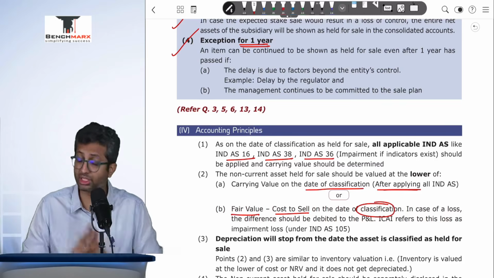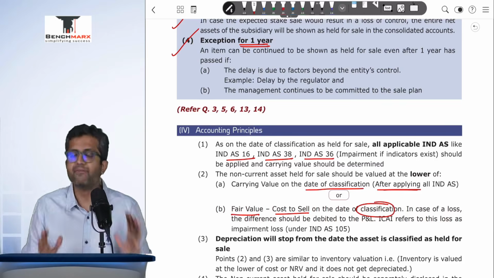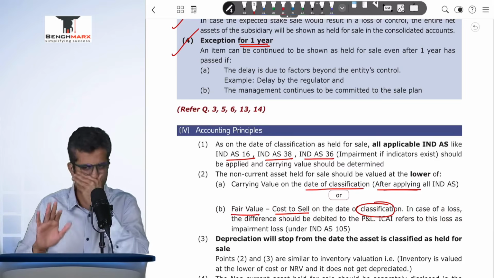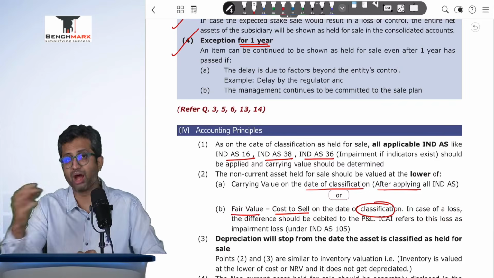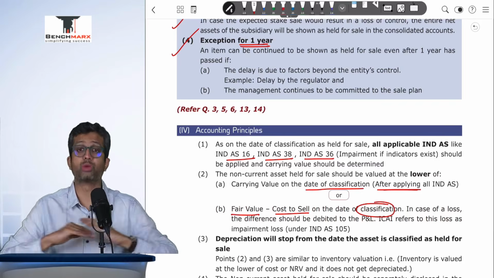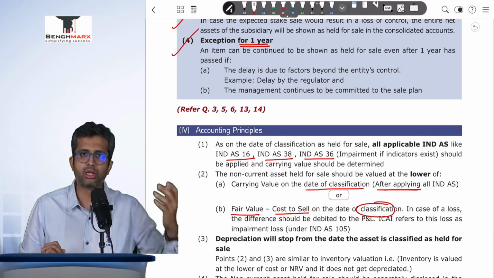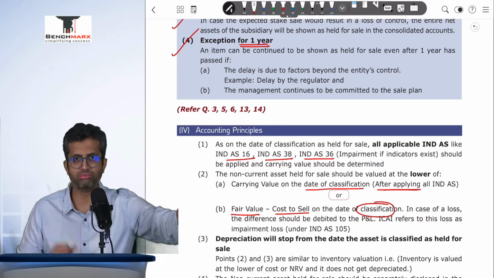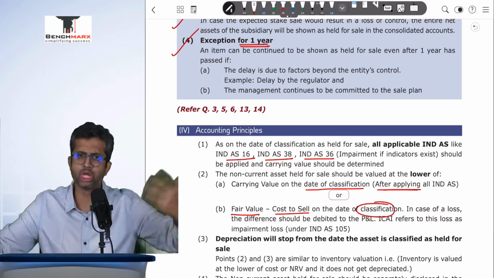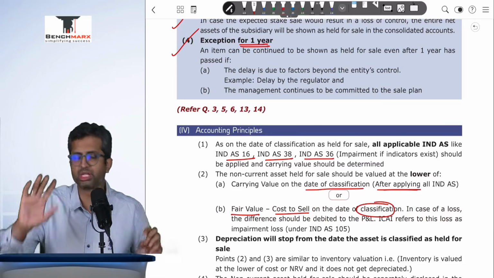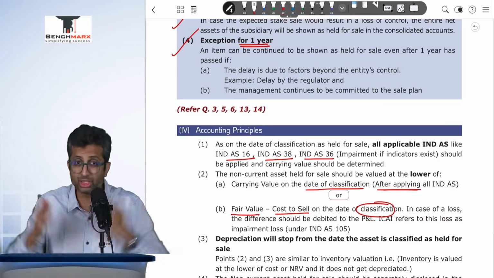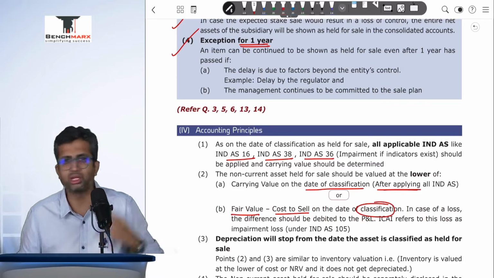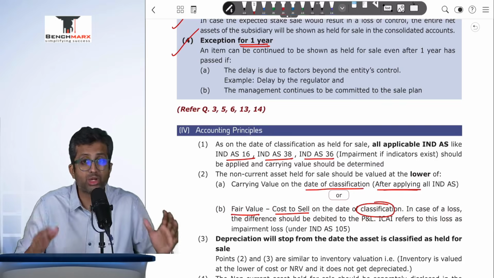Another important difference, and this is something you have to lock in your head very clearly, is that an impairment under Ind AS 105 can go in the P&L. However, after that, once you are under Ind AS 105, depreciation stops. Remember, if it was an impairment under Ind AS 36, the asset could still be used, value in use, or sold, and the higher of the two was the recoverable value. But the moment it is classified as held for sale, the objective is very clear. You're going to sell it. And is there any other item that you usually sell? Yes, inventory. But do you depreciate the inventory?